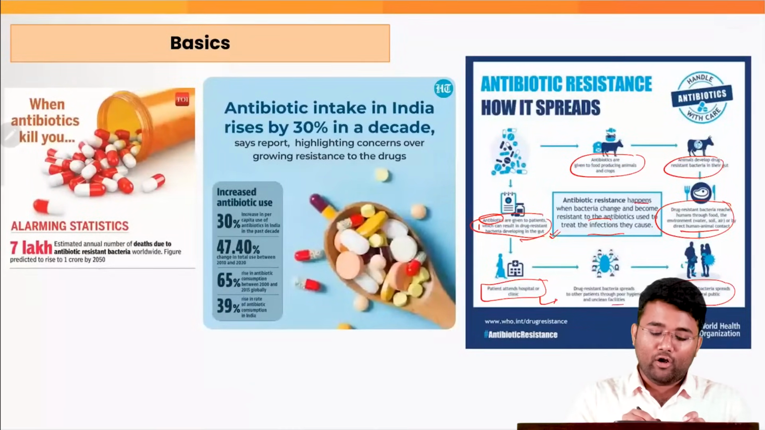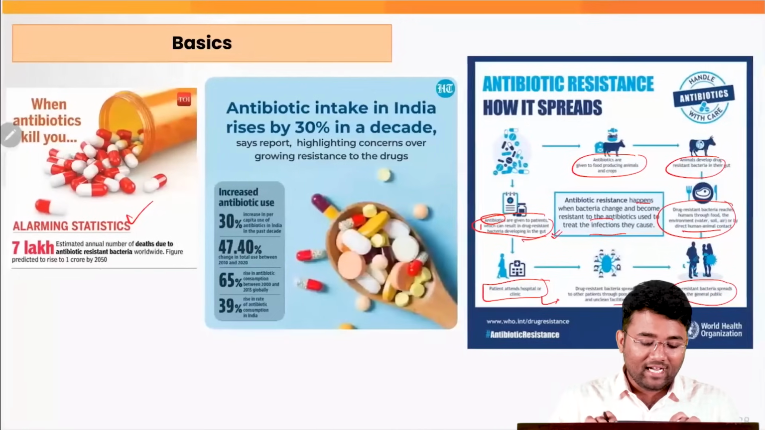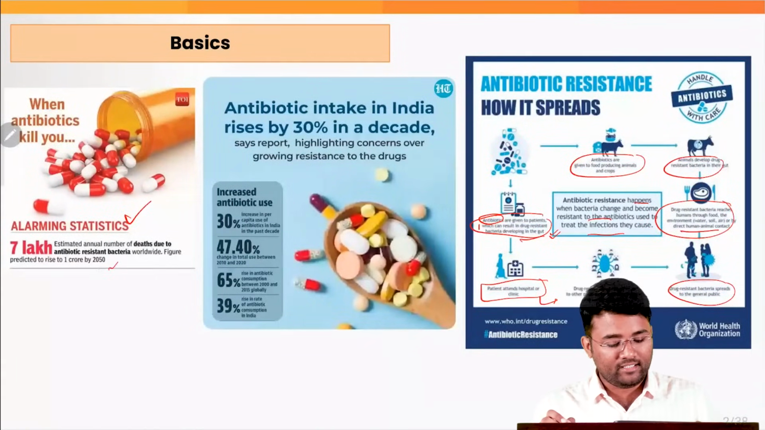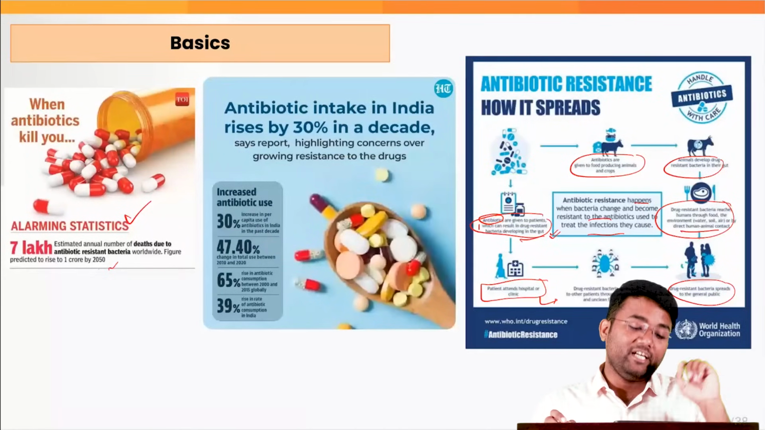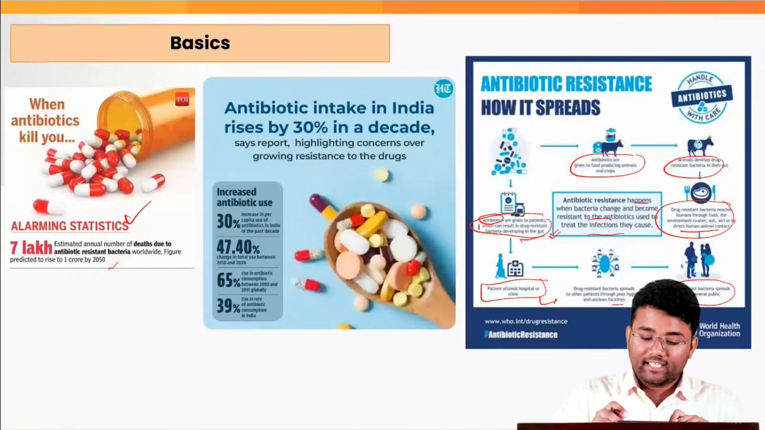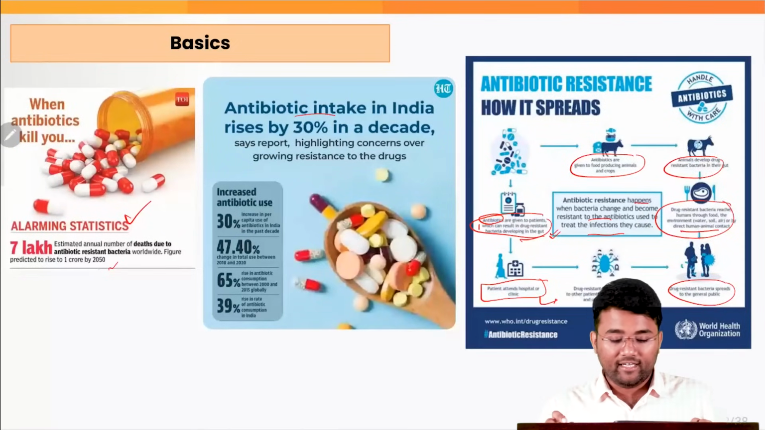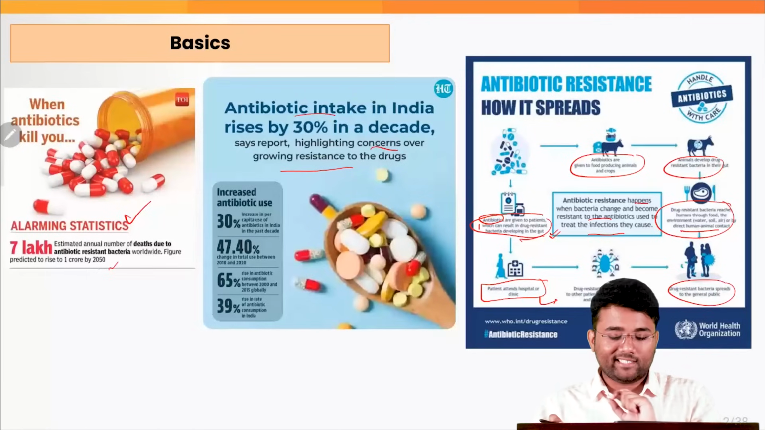As per this WHO data, which is very alarming, an estimated 7 lakh deaths occur annually due to antibiotic resistant bacteria, and it is predicted to rise to 1 crore by 2050. Some other data says that antibiotic intake in India rose by 30% in a decade, and this WHO report also highlights concerns over growing resistance to the drugs.